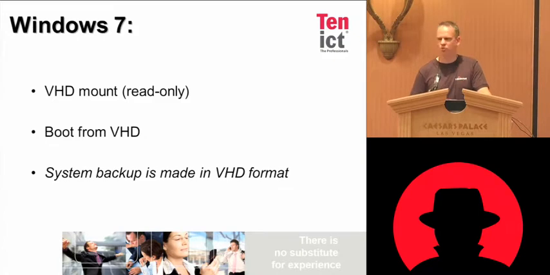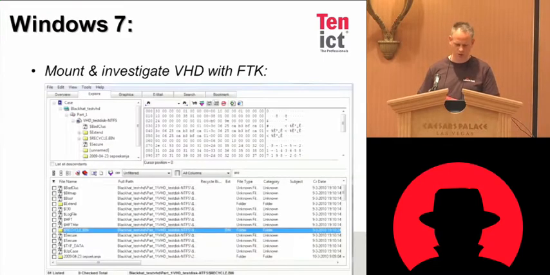And VHD is so structured that you can use it in EnCase, and you can also use it in FTK as well. For example, here I've mounted a VHD file with FTK, and on the left side it's a bit small, but I think you can see it. You see the structure of my disk, and you can get the data out of it. So that's really nice.